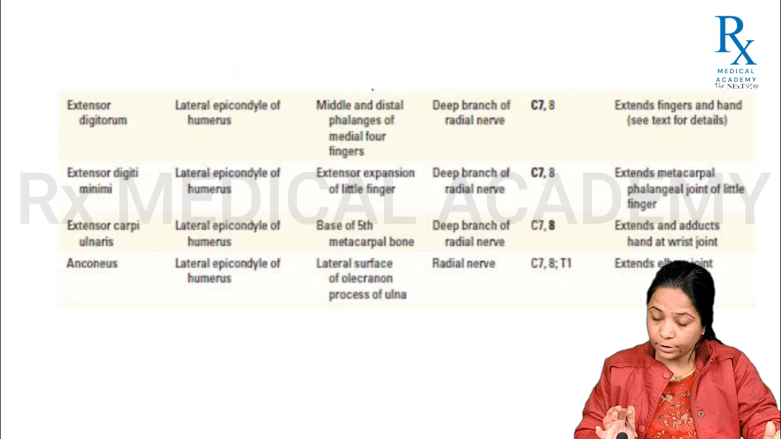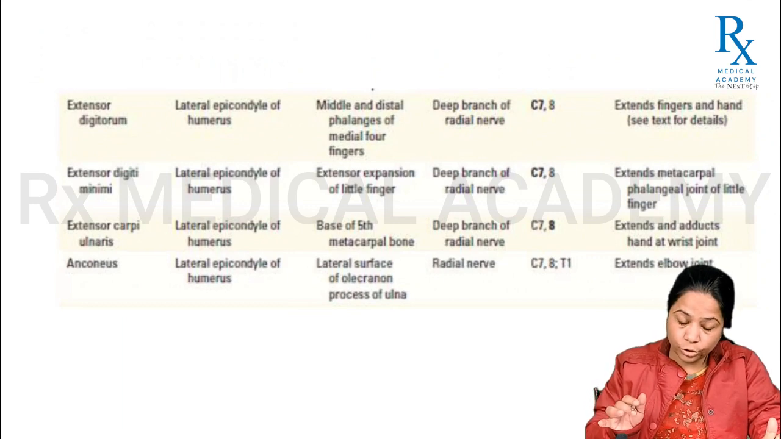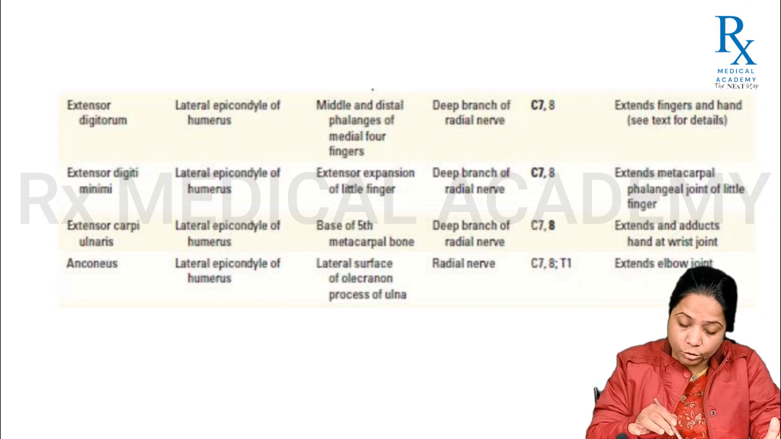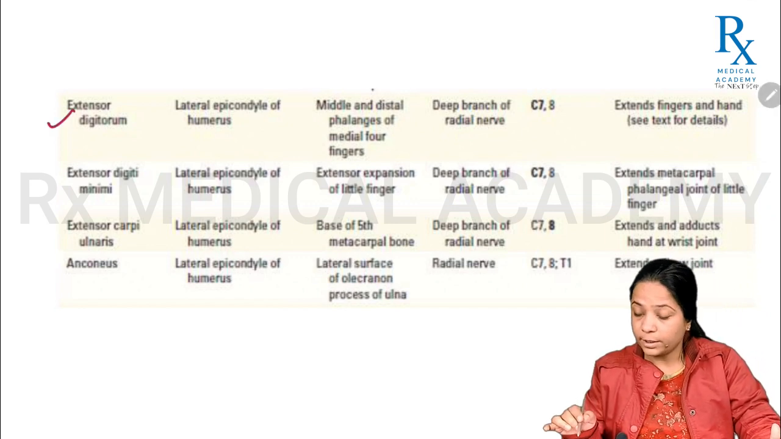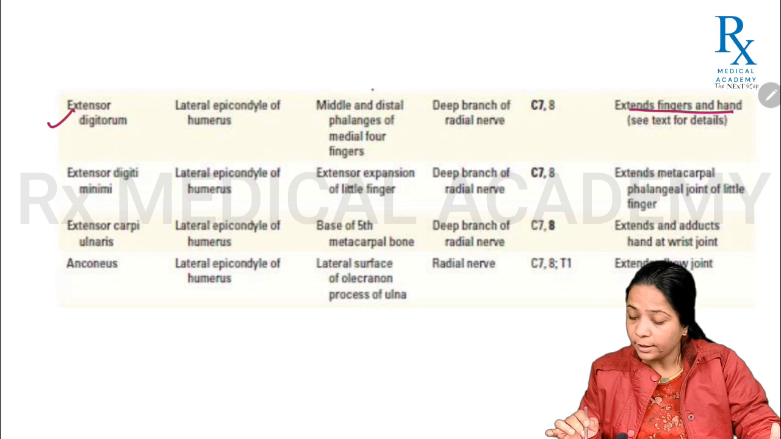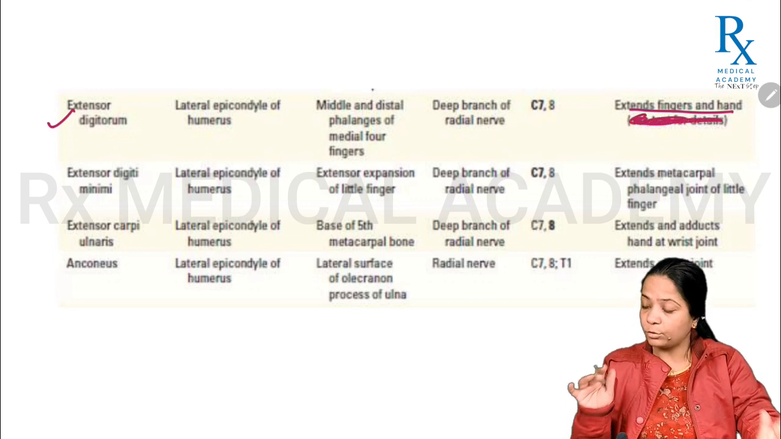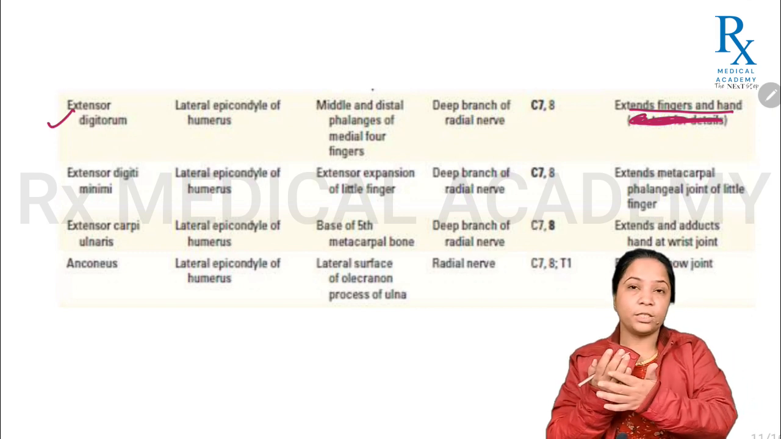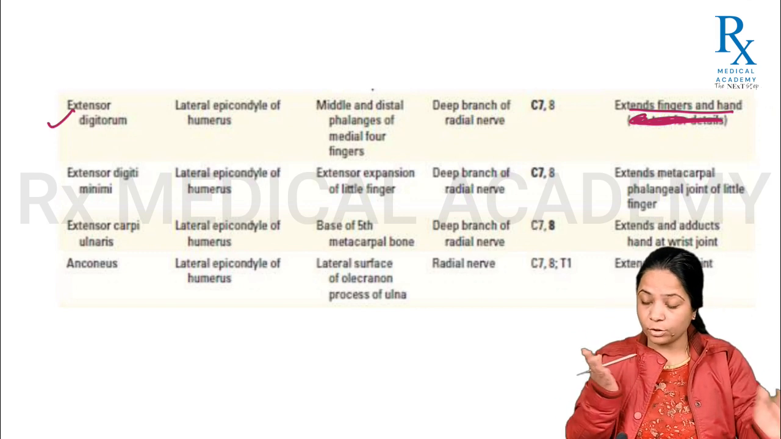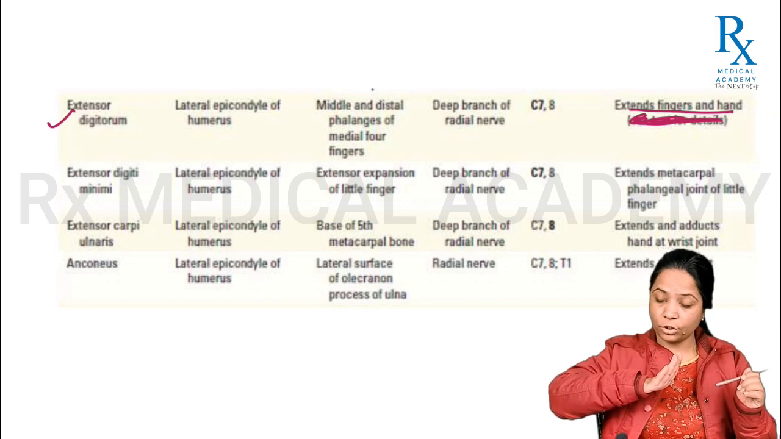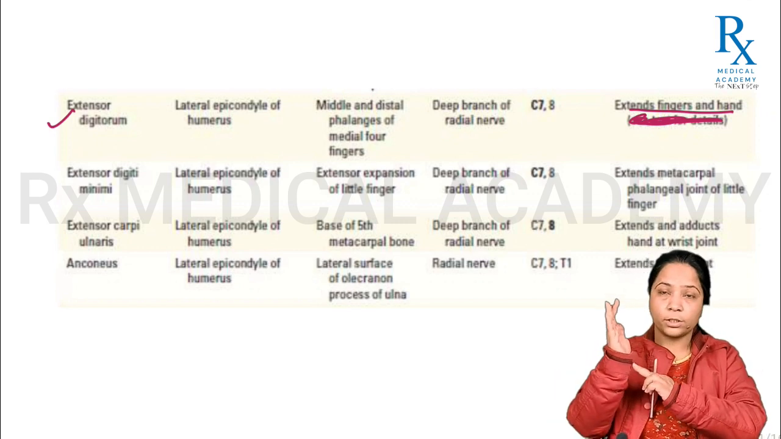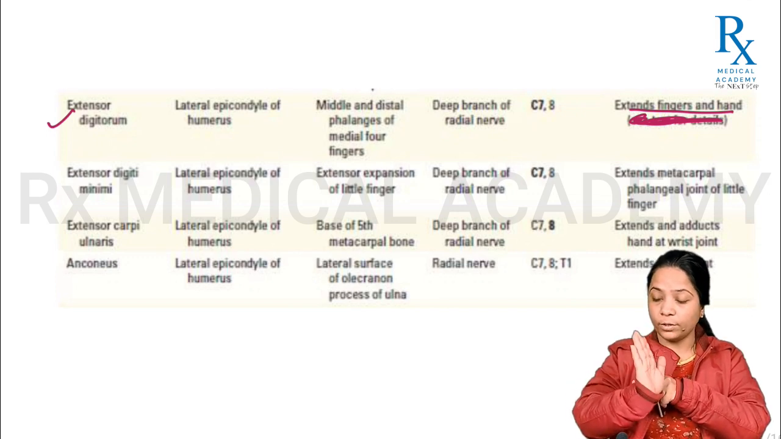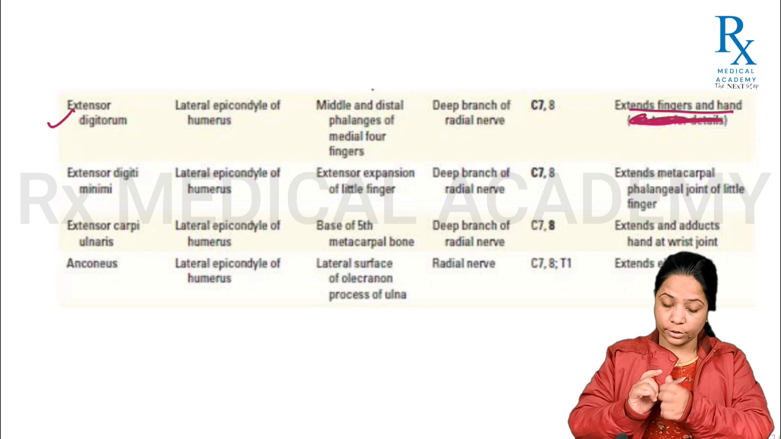So let's see the function of each muscle of the posterior aspect of the forearm that is situated superficially. The function of extensor digitorum is it extends finger and hand, because it is attached on the middle and the distal phalanx of the medial 4 digits. So it causes extension of the finger, and because this is crossing the wrist joint, it also produces extension of the hand. That means extension of the wrist joint.